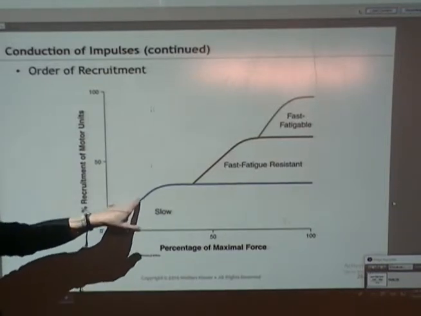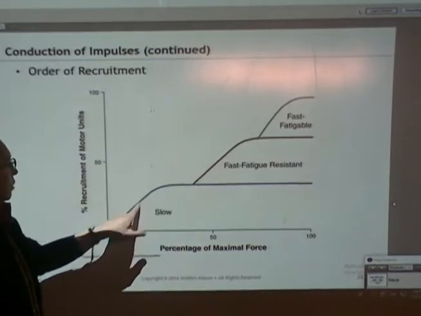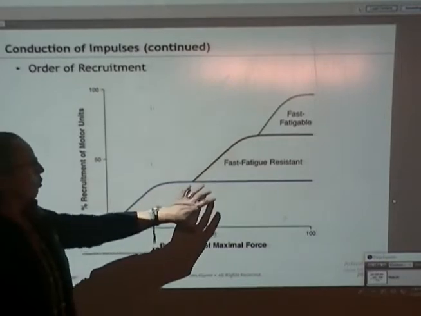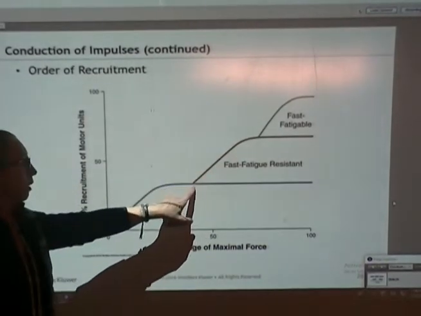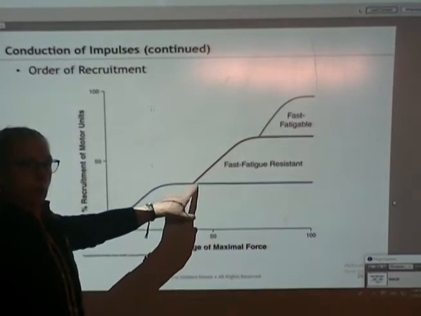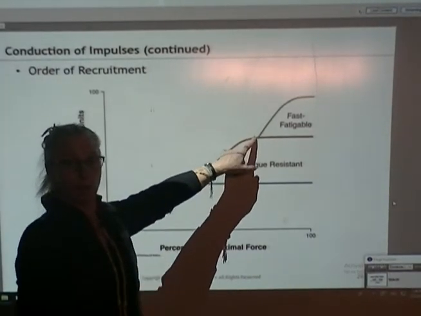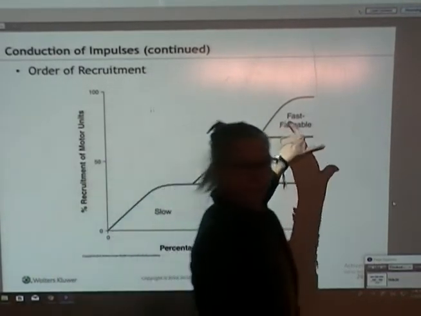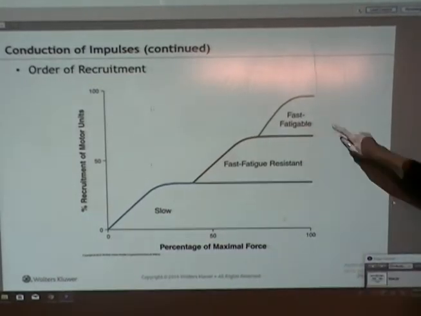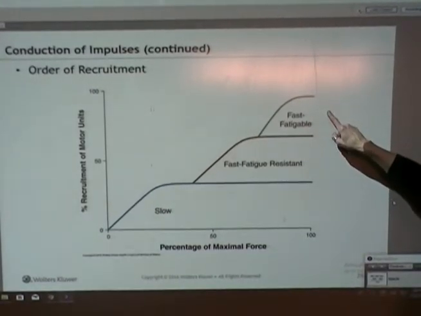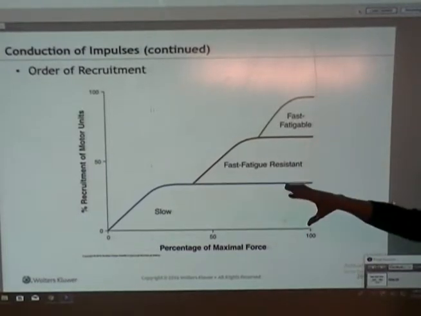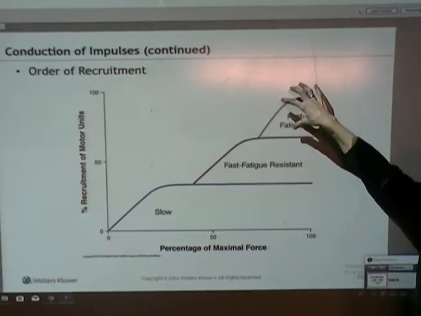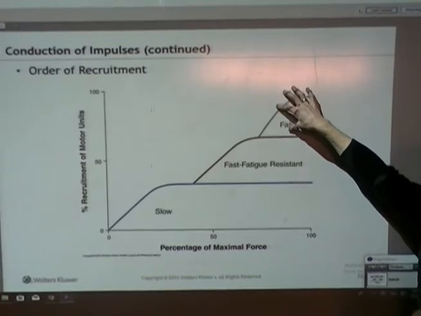So if I don't need a lot of force, I'm going to turn on my slow motor units. Then if I need a little bit more force, I have to add in my FFRs. And then if I need even more force or power to achieve the goal of the task, then I have to add in the FFs. So that's the typical pattern of recruitment, unless we override it and go straight here through training or because of data.